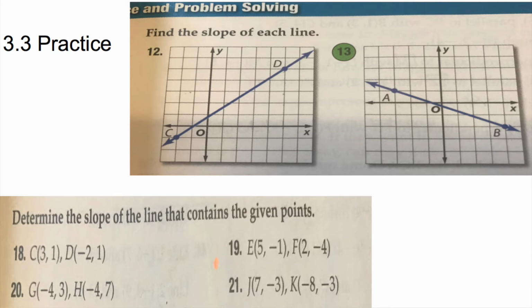3.3 Practice. Find the slope of each line for 12 and 13. For 18 through 21, determine the slope of the line that contains the given points. Good luck.